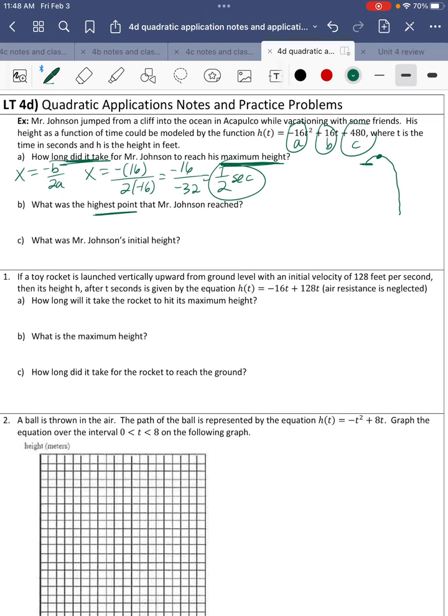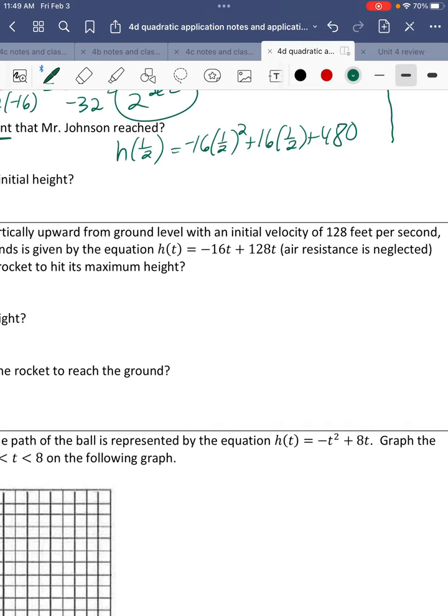Now, what was the highest point? The 1/2 second is your x value. We need to figure out the y value to figure out the maximum height. So we have h of 1/2. I'm substituting 1/2 in for time, so we have negative 16 times 1/2 squared plus 16 times 1/2 plus 480. I'm going to do this all by hand. You can do this in a calculator, but it's really good to practice doing this.